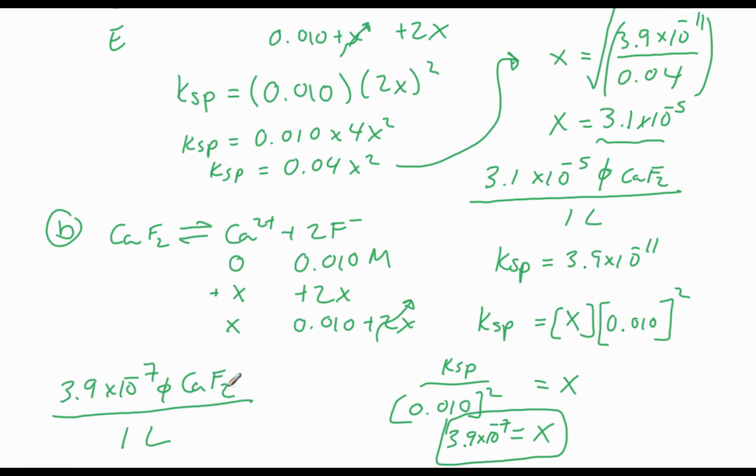Okay, and why does it make sense? Well, F minus, you had equal concentrations of F minus and Ca2 plus, but in this case, you're actually driving the solubility down a little bit more because there are 2 F minuses for every 1 calcium fluoride.